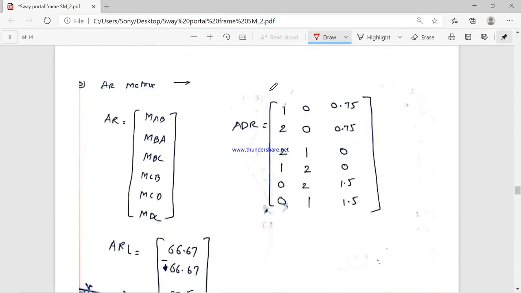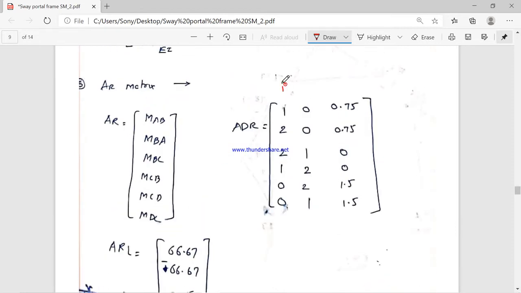So ARD, this is the first moment which will be obtained from the first diagram, this will be obtained from the second diagram, and this will be obtained from the third diagram. This is the same procedure that we have already done in our last numerical. So you just go through that, you will see that it is exactly similar to that one.